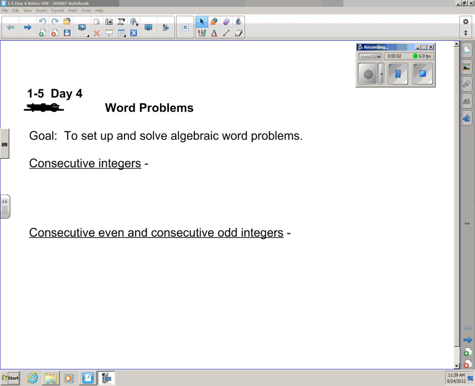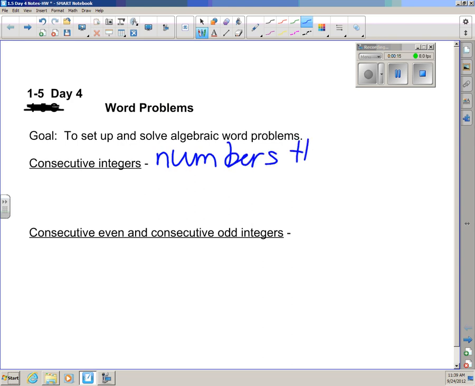Okay, so for today's lesson, we're dealing with word problems, and you need to be able to set up and solve algebraic word problems. So when you think about the word consecutive, integers are numbers that are in a row. For example, if we start talking about numbers like 1, 2, 3, or 9, 10, 11, or 17, 18, 19, these are numbers that are one right after the other.